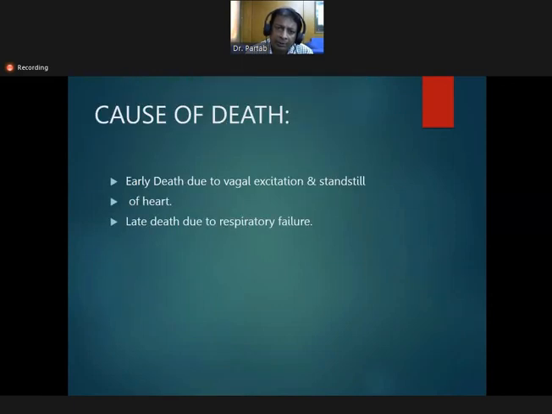Cause of death: early death is due to vagal excitation and standstill of the heart, and late death is due to respiratory failure. When toxic doses of nicotine in liquid form are taken at one time, early death occurs due to vagal excitation on the heart and standstill of the heart. You may see that on the ECG and in the diagnosis by the chemical lab. Late death is due to respiratory failure.